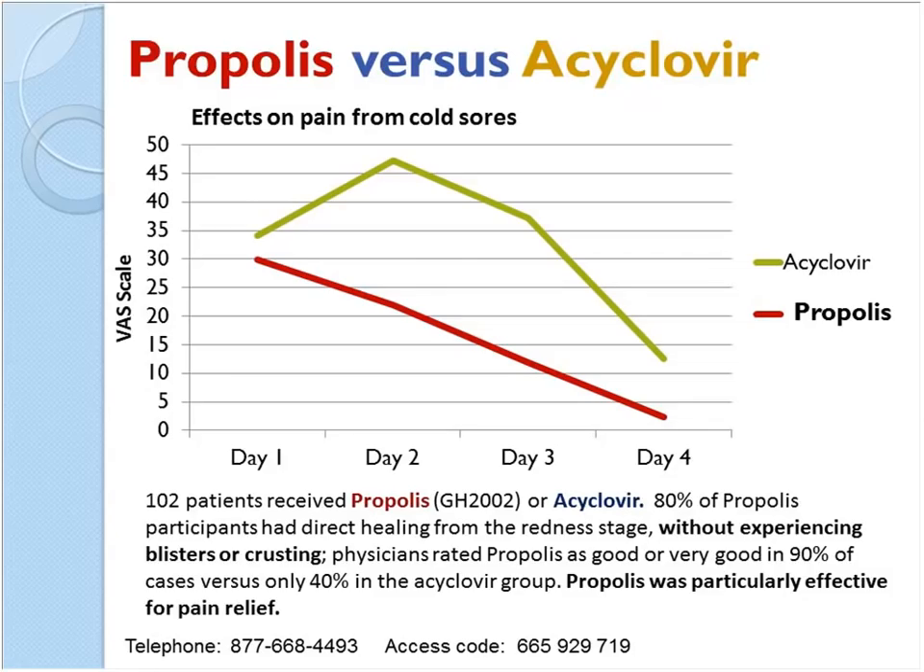By day 4, both groups had dramatically reduced the pain. The pain level in the propolis group was down to about 2 or 3 versus about 12. It's still more than 4 times as much pain in the aciclovir group. So a very highly validated intervention, used topically as a cream for individuals who are suffering from cold sores.